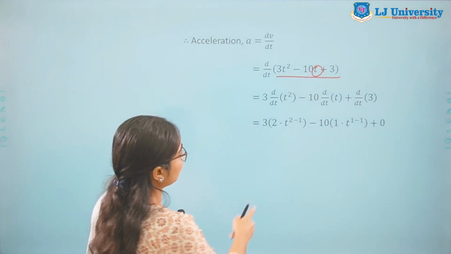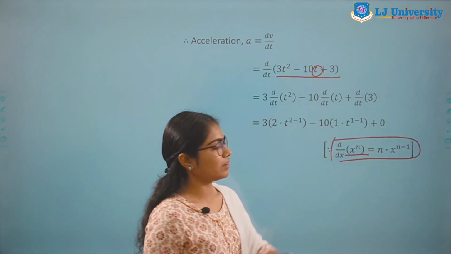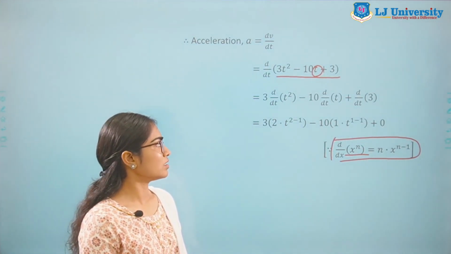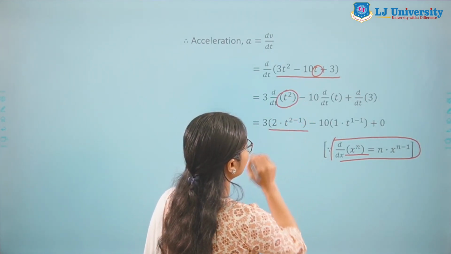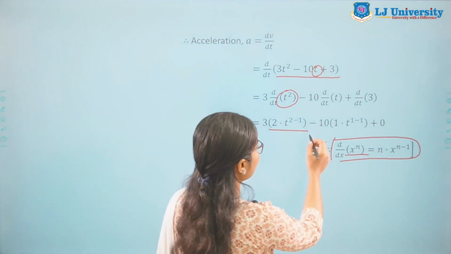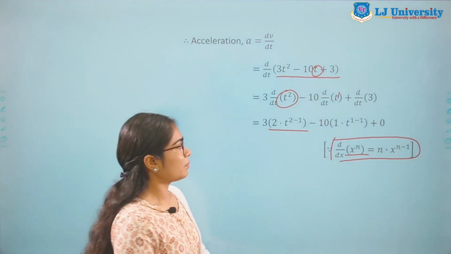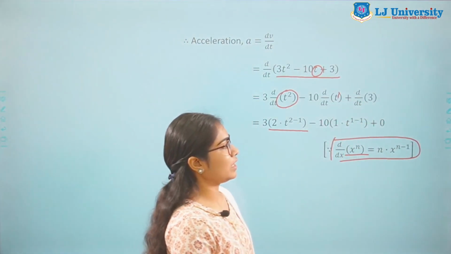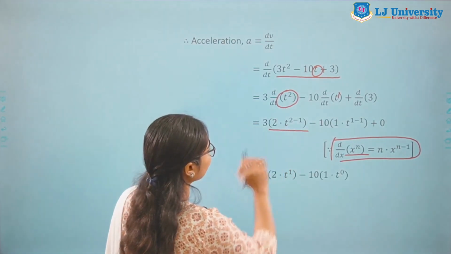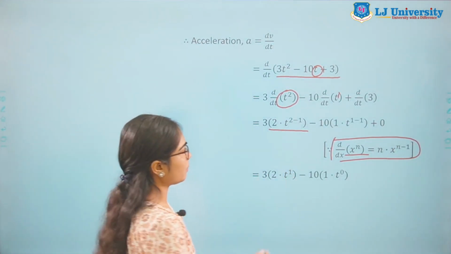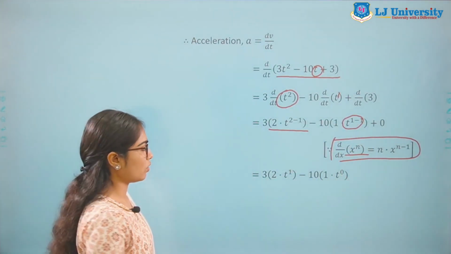Next, we use this formula here: the derivative of x to the power n is n into x to the power n − 1. So here it is 3 into the derivative of t², which is 2 into t to the power 2 − 1, minus 10 into the derivative of t, which is 1 into t to the power 1 − 1, plus 3 is a constant here, so the derivative of 3 is 0. Next, 3 into 2 into t to the power 2 − 1 is 1, minus 10 into 1 into t to the power 1 − 1 is t to the power 0.